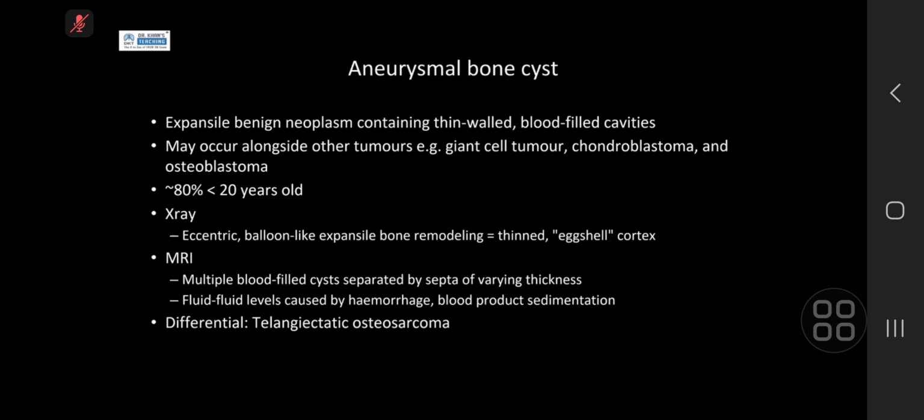I was actually always taught by one of my consultants that ABCs tend to occur in the presence of another lesion. They rarely occur on their own. So you'd be really looking for and interrogating to ensure that there isn't another or underlying tumour along with that ABC. Predominantly these occur under 20, and we've seen a lovely example and description by candidate 1, who also mentioned the telangiectatic osteosarcoma.